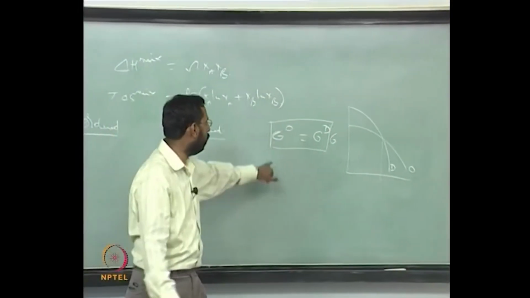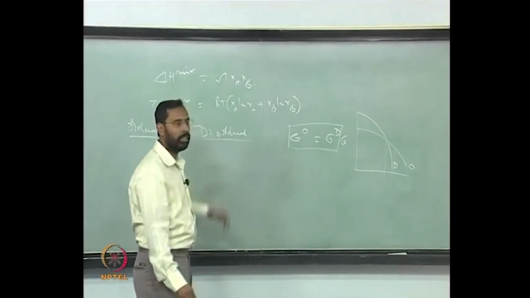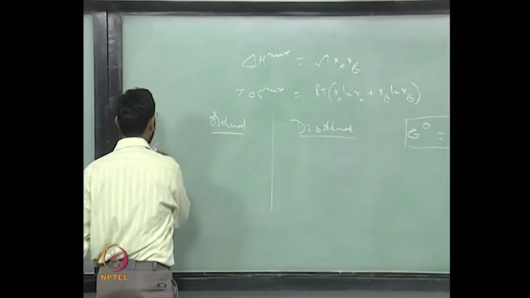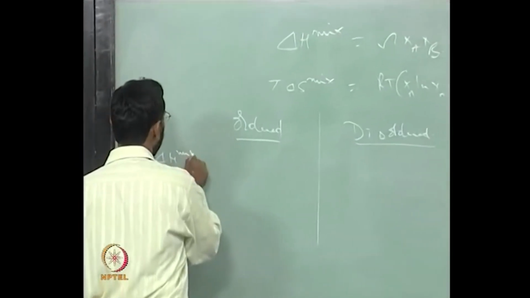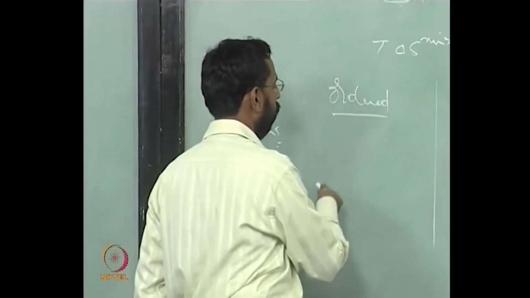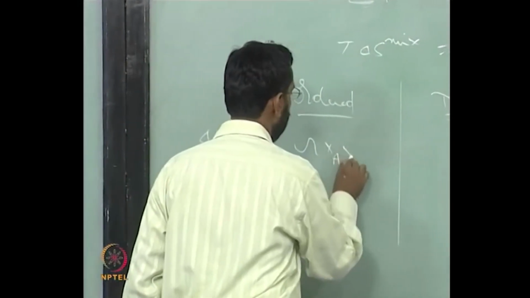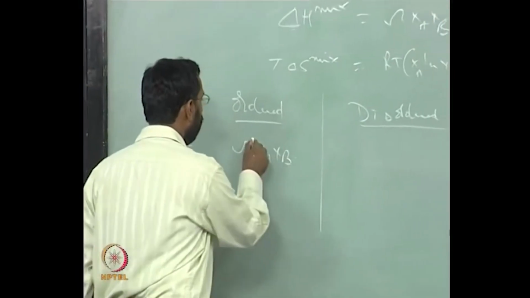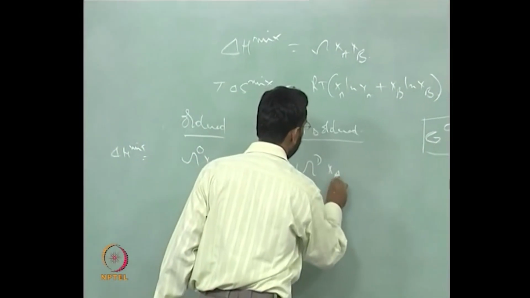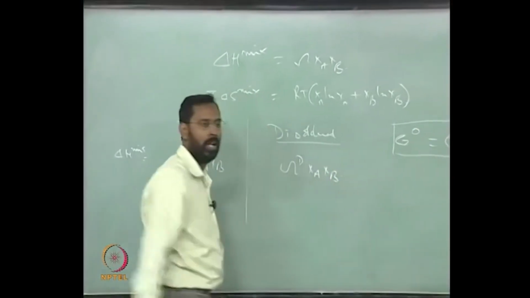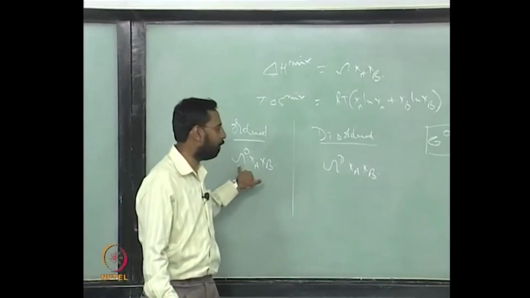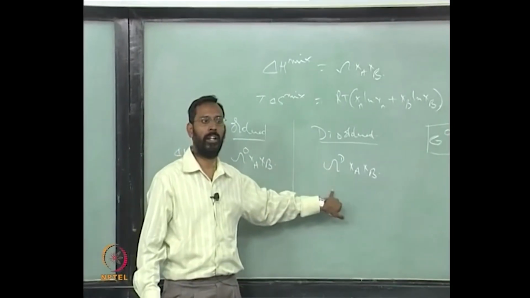So, if you want to get G, G is nothing but H minus TS. When you are considering the H, the delta H part of it, you would see the delta H mixing for the ordered will be more negative. So, it will be omega ordered XA XB, and this will be omega disordered XA XB, that is for the disordered. And this omega ordered will be more negative than the omega disordered, that has to be remembered.